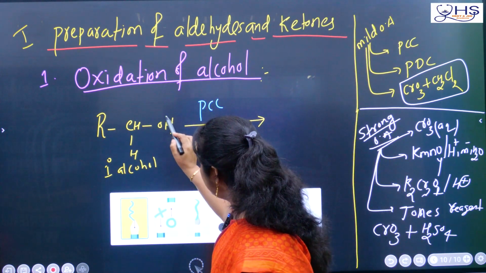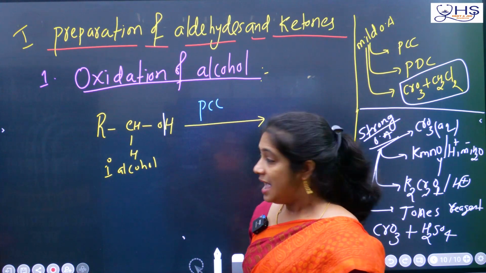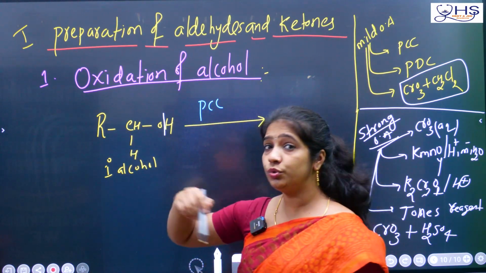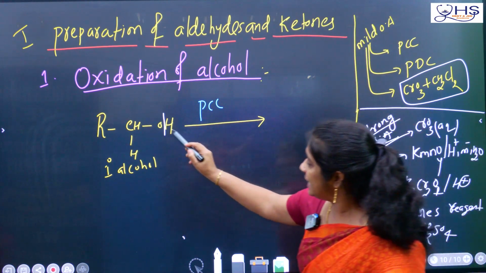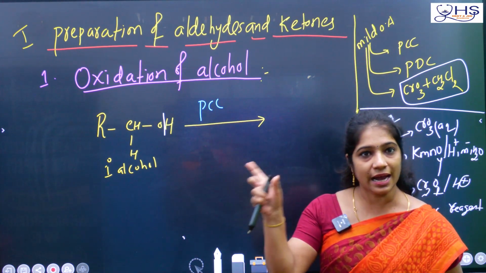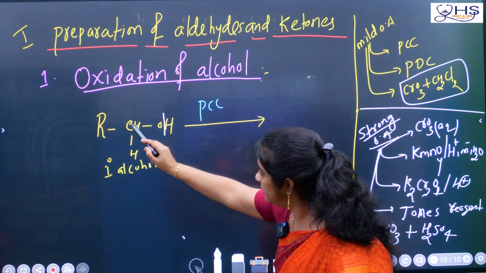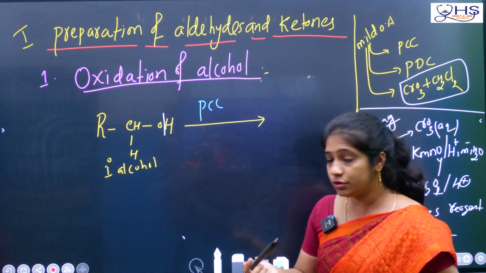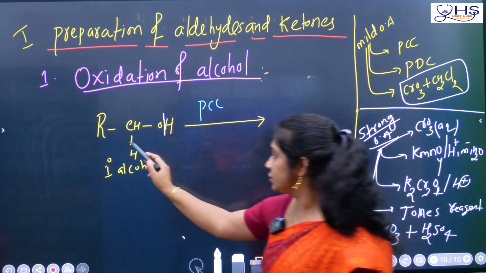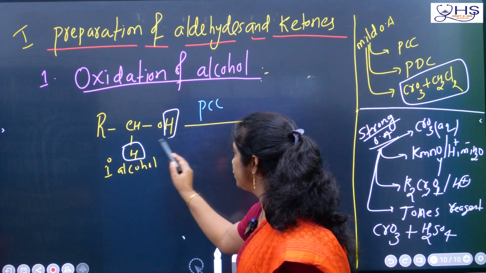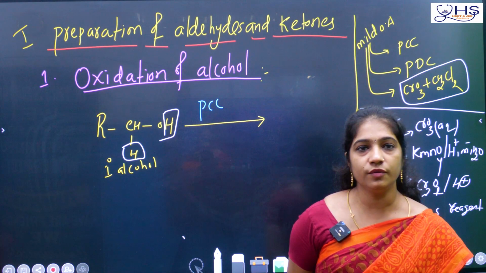Now the hydrogen from OH and the hydrogen from the carbon to which OH is attached. Please try to understand the equation. The hydrogen of OH, that hydrogen, and the carbon hydrogen. Which carbon hydrogen? Not the other carbon. The carbon to which OH is attached, this hydrogen. So this hydrogen and this hydrogen I will be removing in the form of H2.